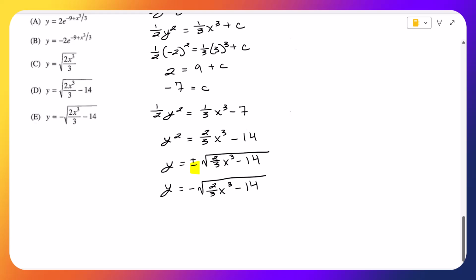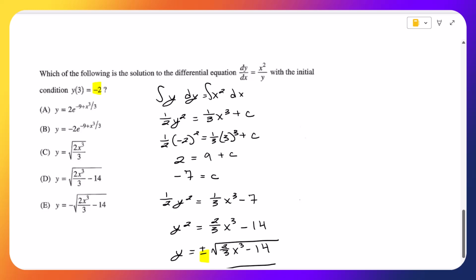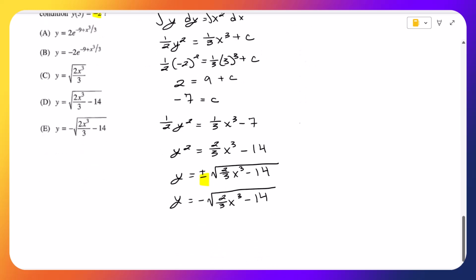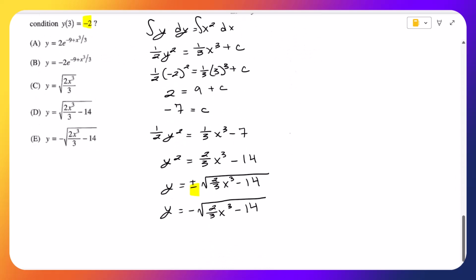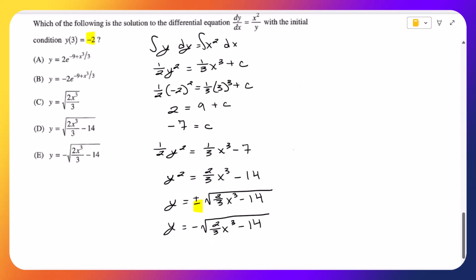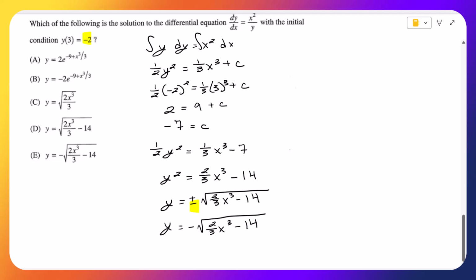Multiply everything by 2. Square root is going to be plus or minus, and I'm noticing here that we want a negative number. Well, the only way to get a negative number is if the negative is on the outside. So it's going to be a negative here. That gives us answer choice E.